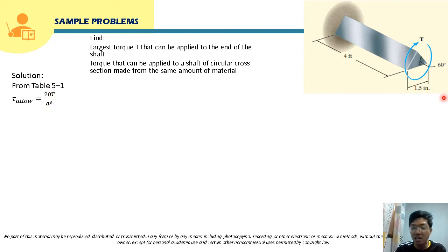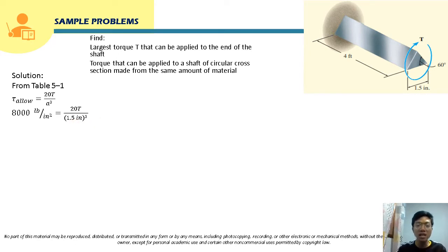A here, class, is the side of the equilateral triangle. Take note that for an equilateral triangle, the sides are all equal. In this case, the side of the equilateral triangle is 1.5 inch. So we are going to substitute the values. The allowable shear stress, 8,000 pound per inch squared, is equal to 20 T over A cubed, where T is unknown and A is 1.5 inch cubed.